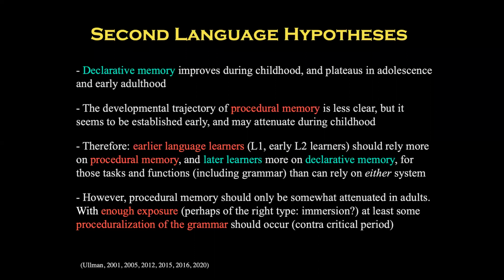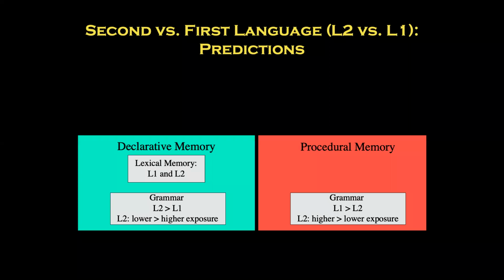Whereas a second language learner will depend much more on declarative memory, but eventually could proceduralize. Okay. This is just a schematic of the same thing. Lexical memory should always depend on declarative memory. First language, second language, DLD, always, by hypothesis.